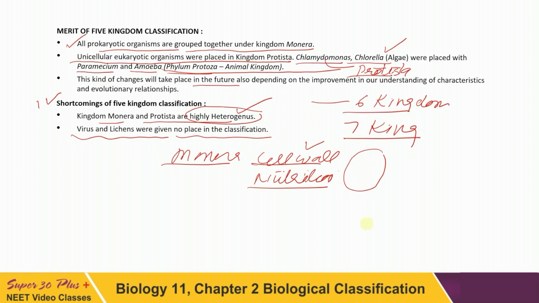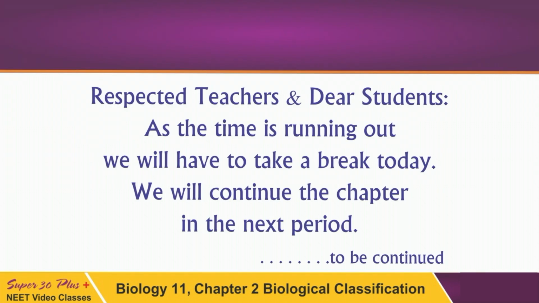So this is about part 1 of chapter 2, Biological Classification. In the next class, we have to deal with the second part of this. This is a big chapter, an important chapter. 4 to 5 questions used to come in the NEET examination. Next time, we have to deal with the second part of this.